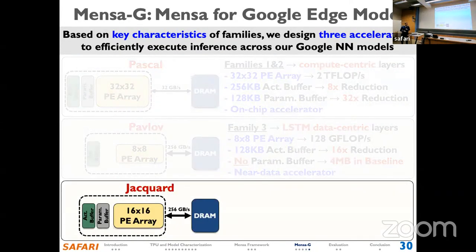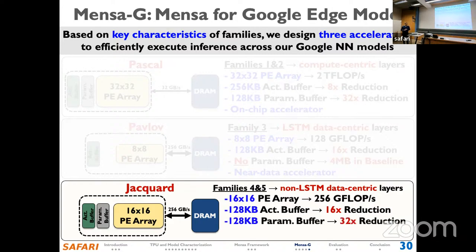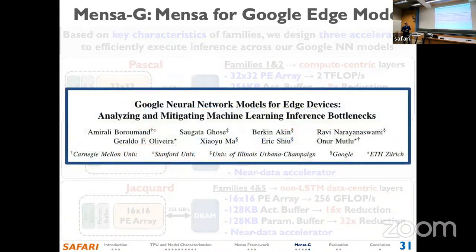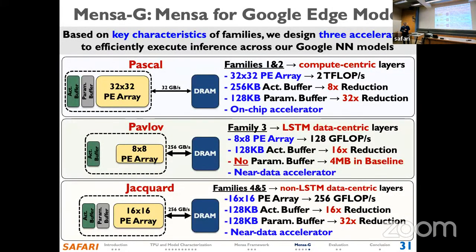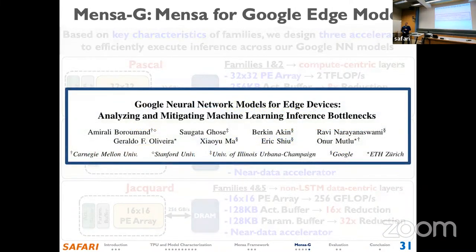And then finally, we have Jacquard. Jacquard caters for the non-LSTM data-centric layers. Those layers have a little more MAC utilization than the LSTMs, so we designed a processing element array that is slightly larger than the previous one. We also reduced the size of the activation buffer and the parameter buffer compared to the baseline TPU. And this is also a new data accelerator. So these are the three accelerators that we are proposing in Mensa. If you want more details about the dataflow of each of those accelerators, which allows us to, for example, reduce the size of the activation buffer, I invite you to check our paper.